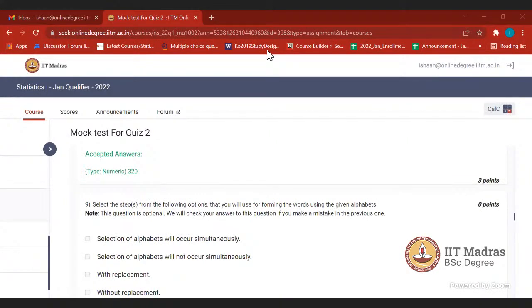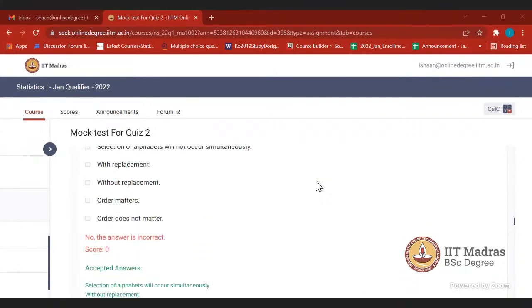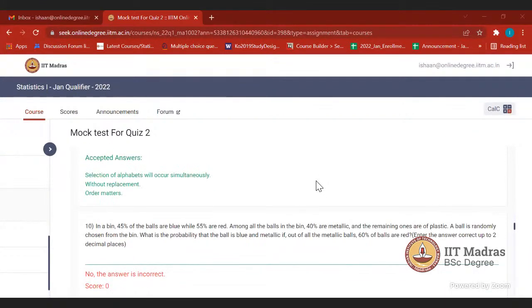Muzammil Afroz, you have raised your hand. Any doubt? Yes, sir, my doubt is in question 14, mock test quiz 2. We are going question by question, so wait for question 14. I got question 10 wrong, so it would be good if we can go with question 10.